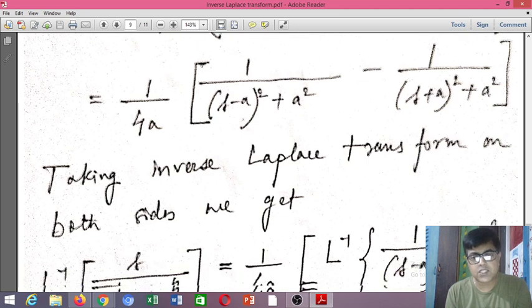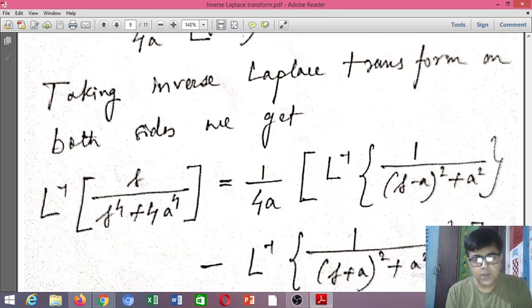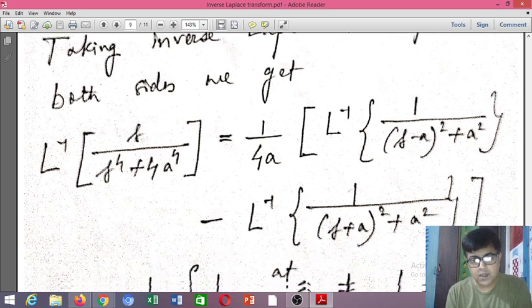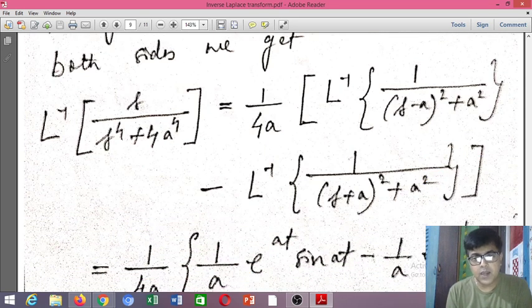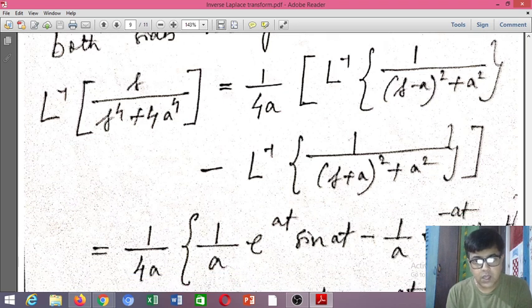So if you take the inverse Laplace transform on both sides, you should get the result. Keep 1 by 4a outside, and applying the linearity property, L inverse of 1 by ((s minus a) whole square plus a square) minus L inverse of 1 by ((s plus a) whole square plus a square). So what is L inverse of 1 by ((s minus a) whole square plus a square)? L inverse of 1 by (s square plus a square) is 1 by a sin a t. But since s minus a is there, a shift of origin has taken place. That means you have to use the shifting theorem, and by using it we get this to be equal to 1 by a e to the power a t sin a t.